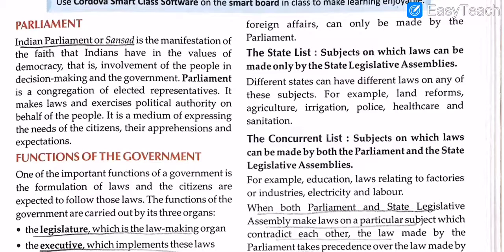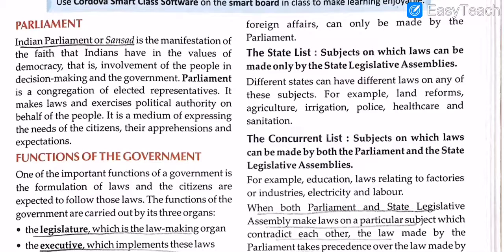Executives may implement these laws, but who knows if these laws are fulfilled with full honesty, you can say. So that is where the judiciary comes in. It makes sure that these laws are carried out along with the resolution of disputes. The division of responsibilities between central and state governments is the next thing that we're going to talk about.